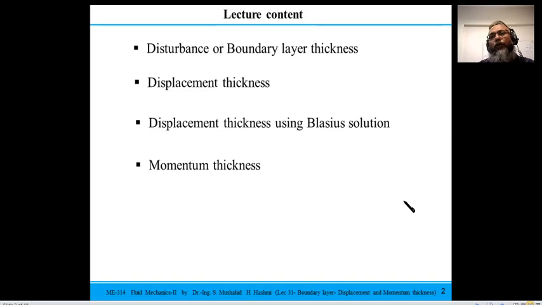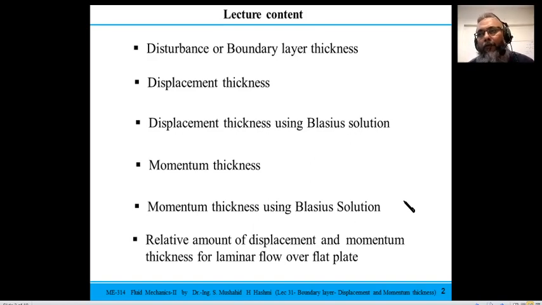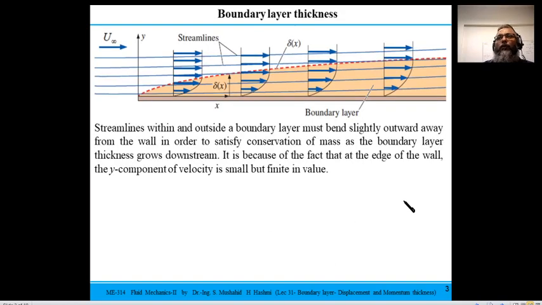And then we will go into another type of thickness called momentum thickness, and similarly we will go into the expression for momentum thickness using the Blasius solution that we already have done. And in the end we will see the relative amount of the displacement and momentum thicknesses for laminar flow over a flat plate.